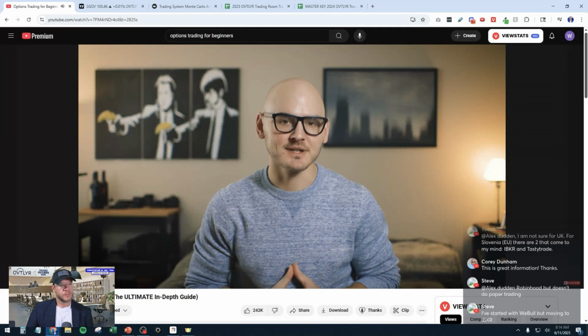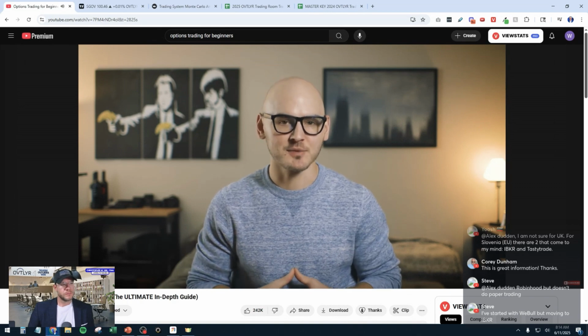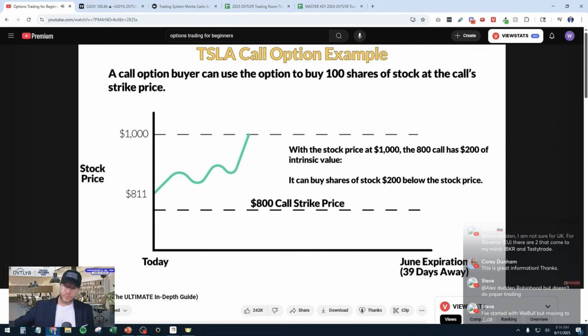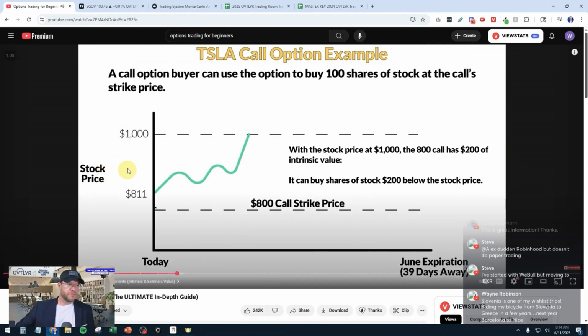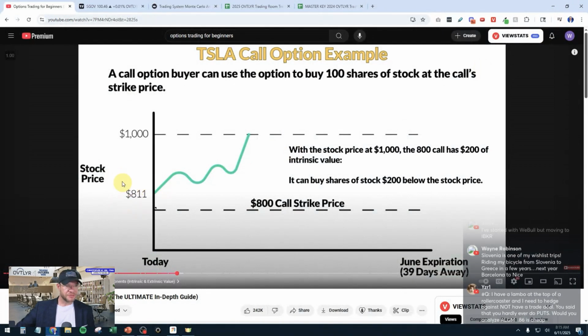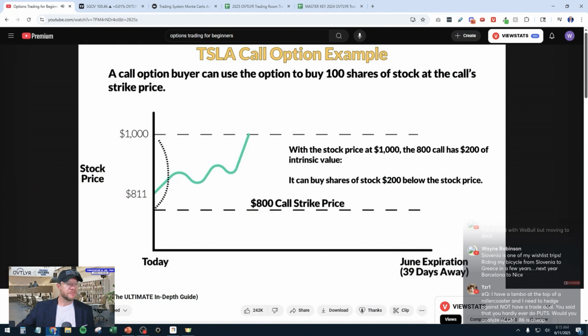In the Tesla call option example, where I purchased the 800 strike call option and Tesla shares go to $1,000 per share, since that call option has the ability to purchase shares of stock $200 below the current stock price, in that instance the call option has $200 of intrinsic value. Just for context, Tesla has been split since this point. That's why Tesla call options are now in the $300-ish range versus the $800-ish range. Just want to point that out in case there's any confusion.